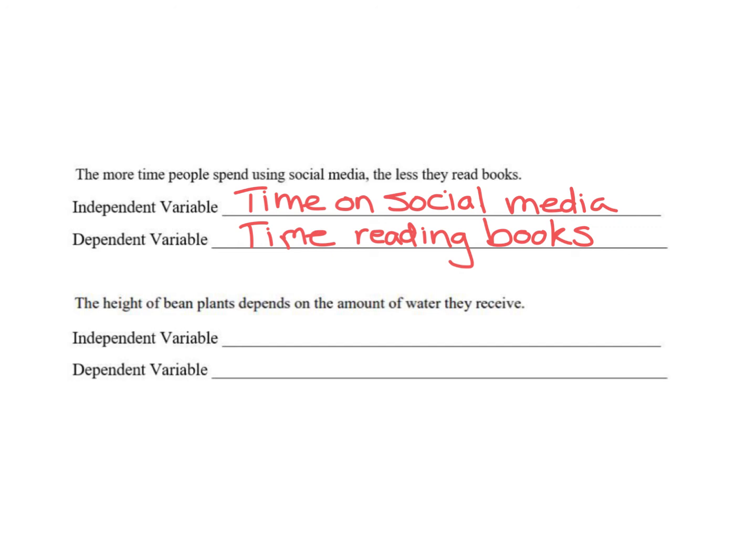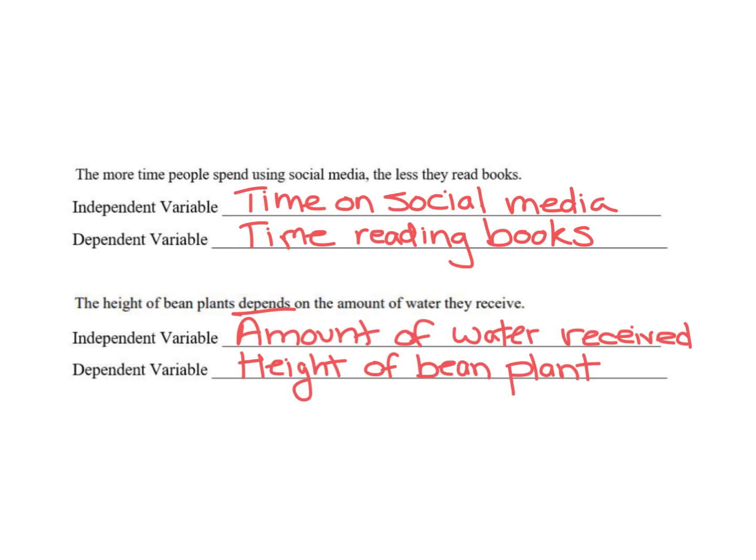The height of the bean plant depends on the amount of water they receive. Well, the word depends is easy because whatever depends must be the dependent variable. Your independent variable is the amount of water received, and the dependent variable is the height of the bean plant.